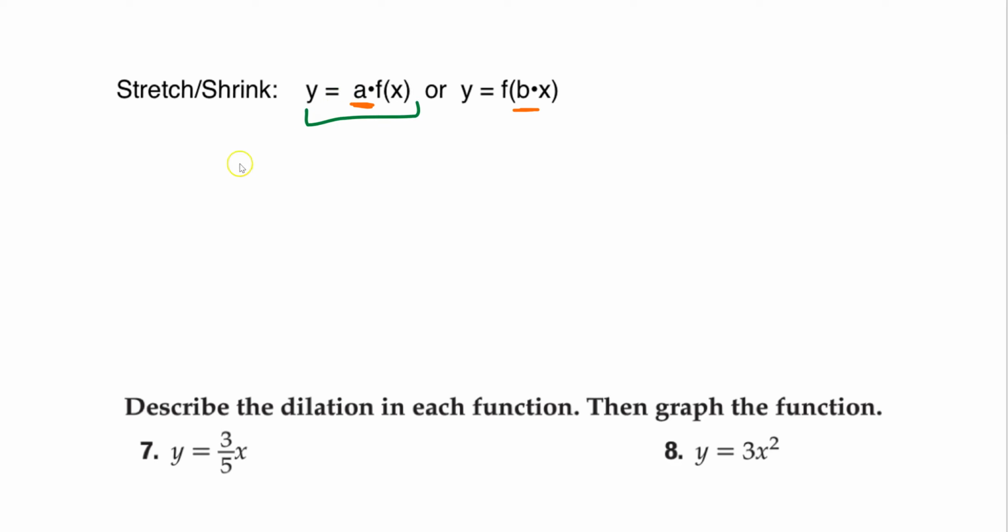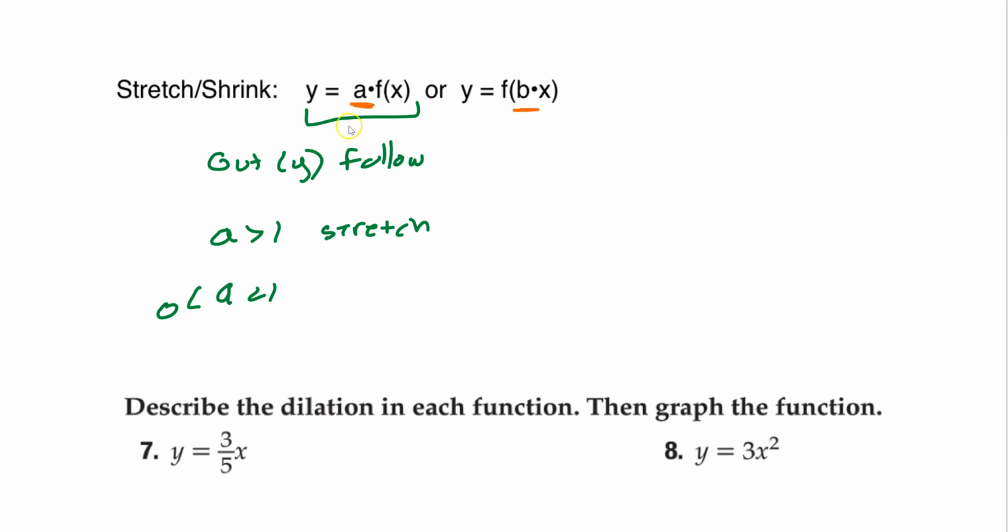Hopefully by now you can notice, if it's on the outside, it's going to affect the y values. So right, and we follow. Outside y follow. So basically we're going to multiply y values by a. Now the general idea is this. If a is bigger than 1, call that a stretch. It makes your numbers bigger. If a is less than 1, but bigger than 0, it's a shrink. I don't really care about the sign. If I see like a -3, that means it's a flip. It doesn't do anything else to me. If it's a 3, it's a stretch. If it's a -3, it's a stretch with a flip. So we only care about positive values.